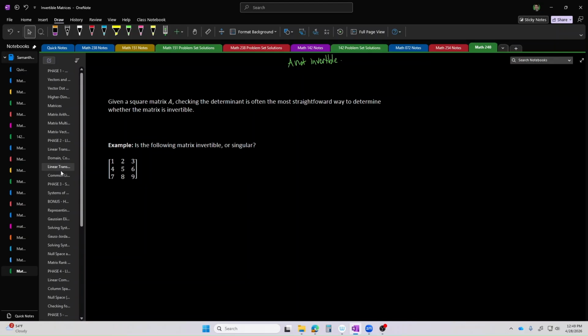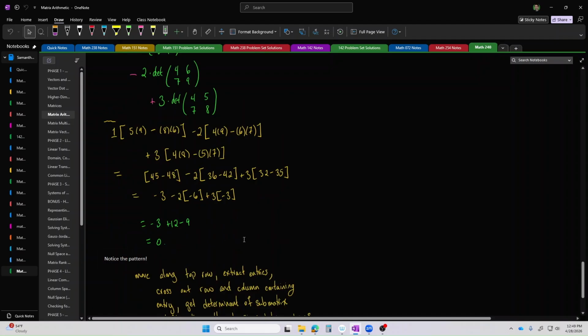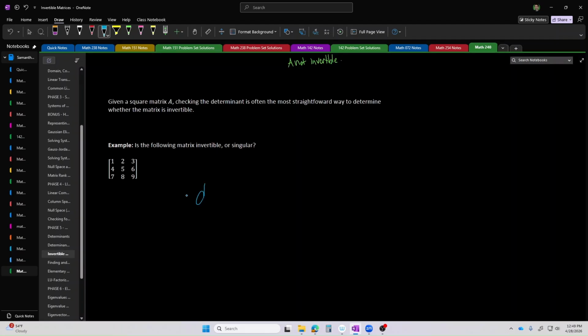All the way back in our matrix arithmetic module, we calculated the determinant of this matrix. And we found in that lesson that the determinant of this matrix is 0. Because the determinant of this matrix is equal to 0 exactly, we can conclude right away that this matrix is singular and it has no inverse.